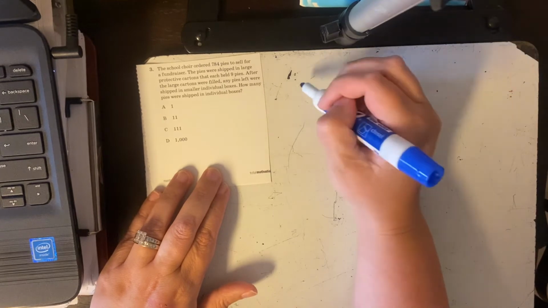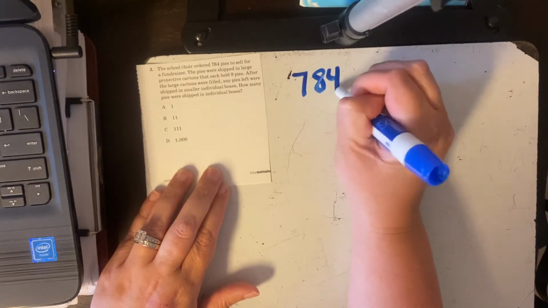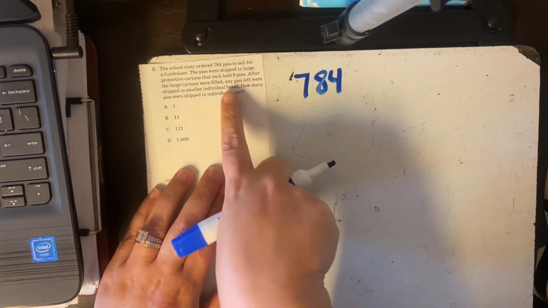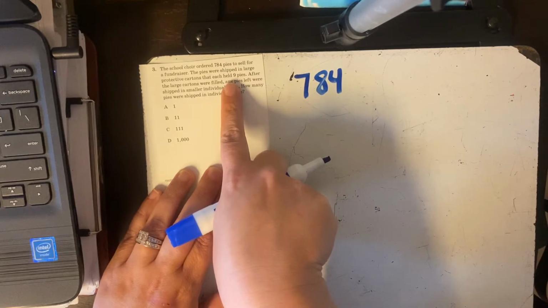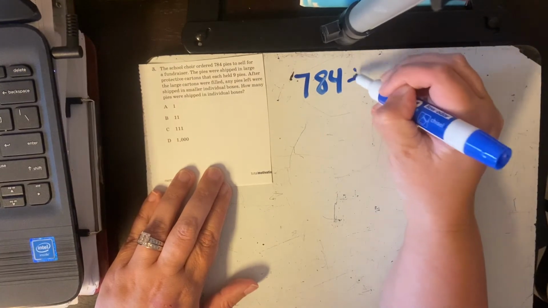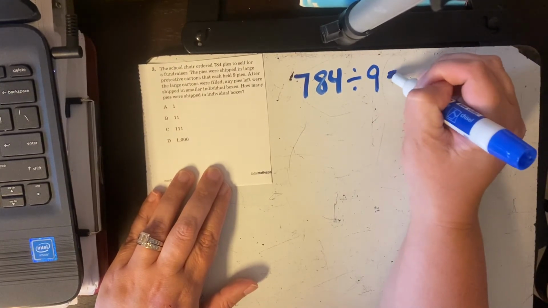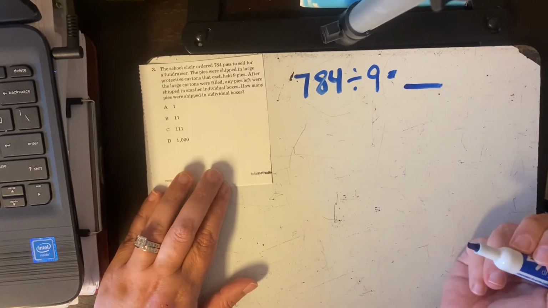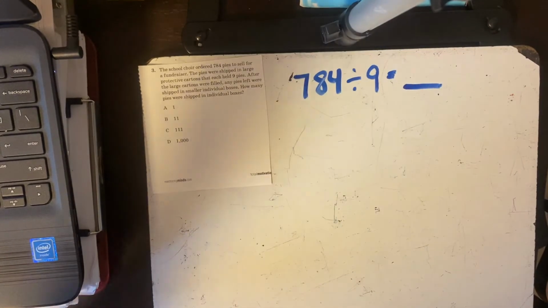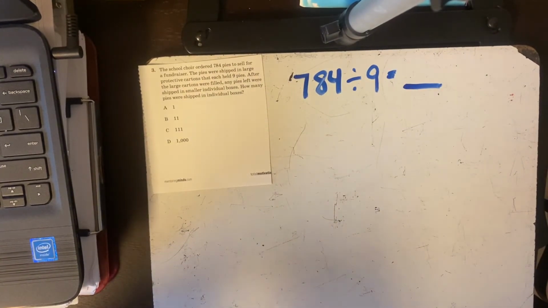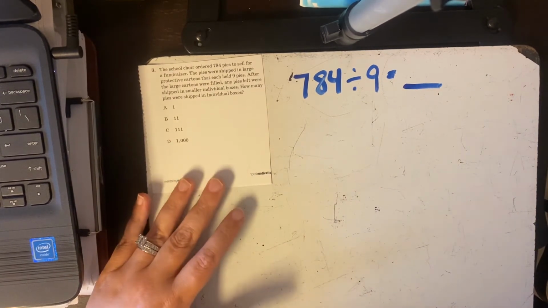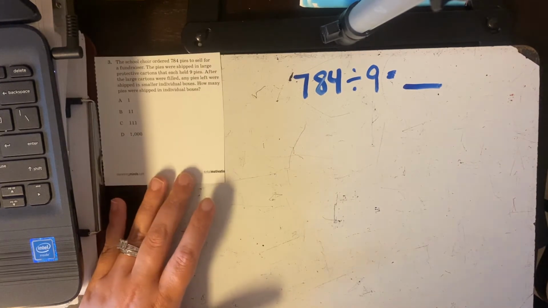So it seems like we need to take the total of 784 and put them into groups of 9, because each large protective carton can hold 9 pies. So we're trying to see how many groups of 9 we can make. That screams out division to me. We're taking our large total, breaking it up into groups that have 9 in them. So we're going to take 784 divided by 9 and use our division strategy to solve this problem.